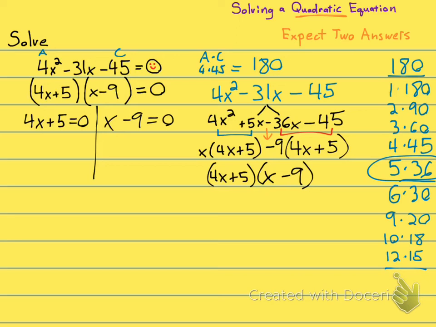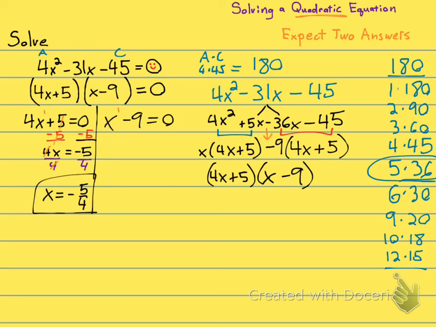And now I solve both of these linear equations. See, they're linear because it's x to the first. So the one on the left, to get the x by itself, I subtract 5 from both sides. 4x will equal 0 minus 5 is negative 5. And then divide both sides by 4. So x equals negative 5 over 4. That is one of my answers.